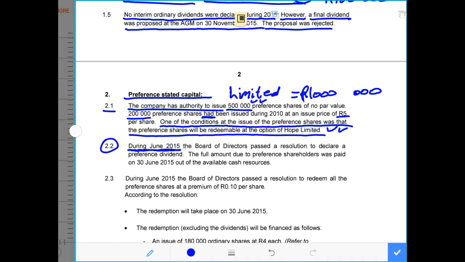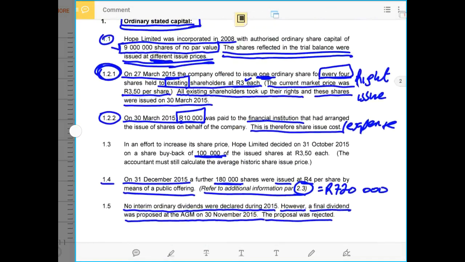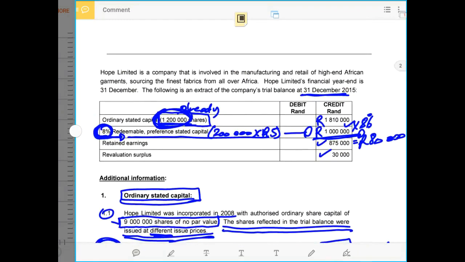During June 2015, the board of directors passed a resolution to declare preference dividends, and they were declared when? In June. And they say the full amount due to the preference shareholder was paid on the 30th of June 2015 out of the available cash resources. So after they declared the preference dividends in June, by the 30th of June these preference dividends were paid out. And let me just emphasize something that is very crucial with regard to preference dividends.